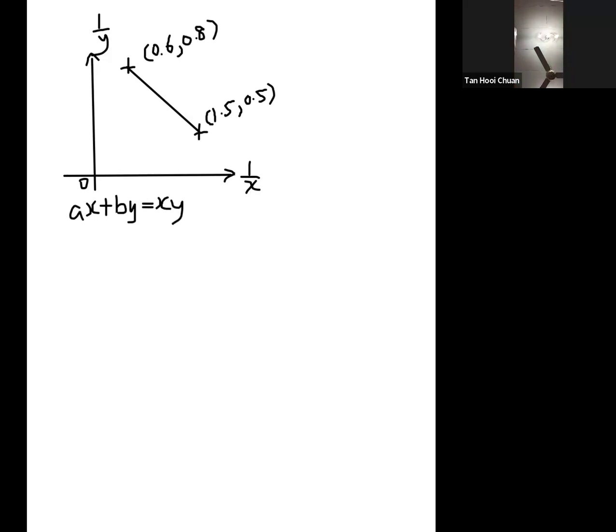I got two methods to find equation of a straight line. First one, use y equal to mx plus c. What is m? m is gradient, no? Okay, I show you gradient. y minus y, x minus x.